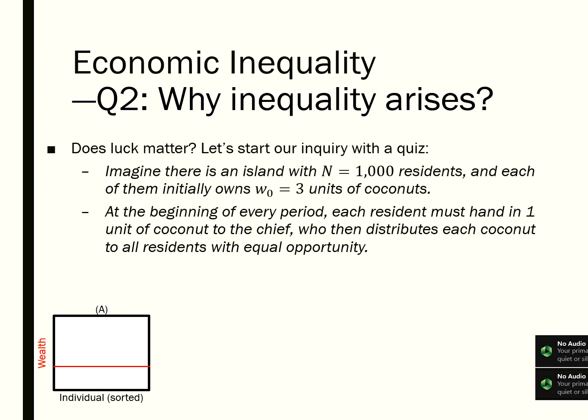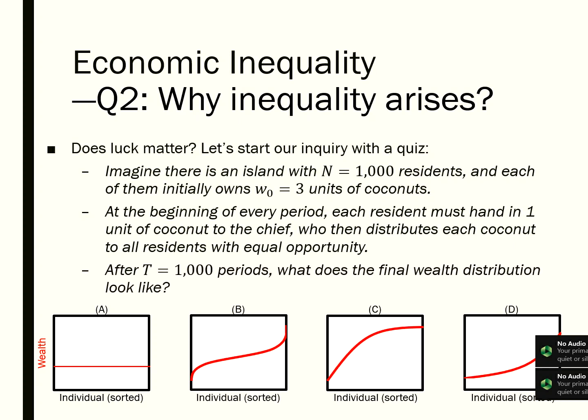Everyone has exactly the same endowment, 3 units of coconuts, and exactly the same opportunity of acquiring new income. Under this absolute equality of opportunities and endowment, let's say after 1,000 periods, what do you think the final wealth distribution would look like? You can pause me now and think about this question and choose one from the 4 choices. Note that the horizontal axis is the individuals sorted by their wealth, while the vertical axis is their wealth.